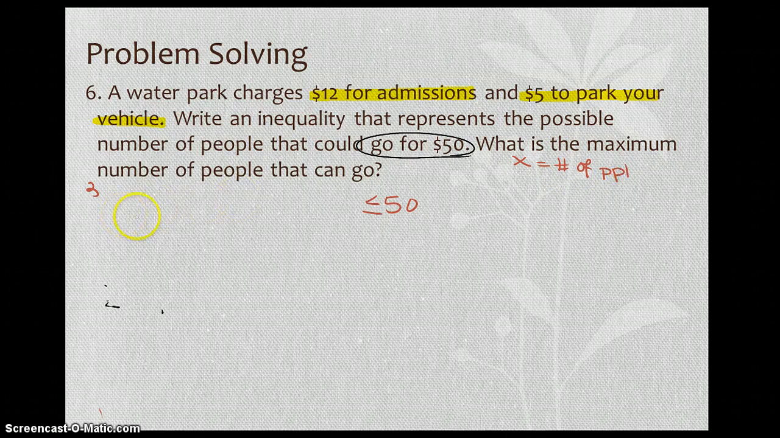So I'm going to pay $12 per person, so that's going to be 12X. Plus, I'm going to pay $5 just to park my car. That's my inequality that represents this. $12 for admissions plus $5 for my car. Could be a big car, could be a van, could be an Escalade. You don't really know how I roll.